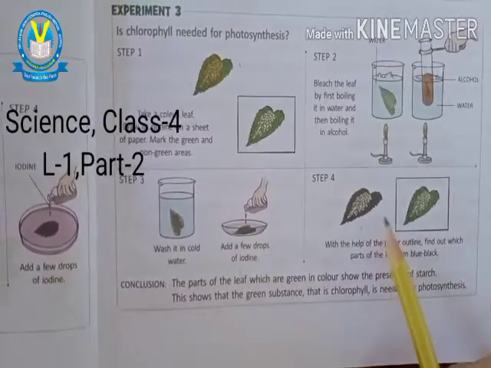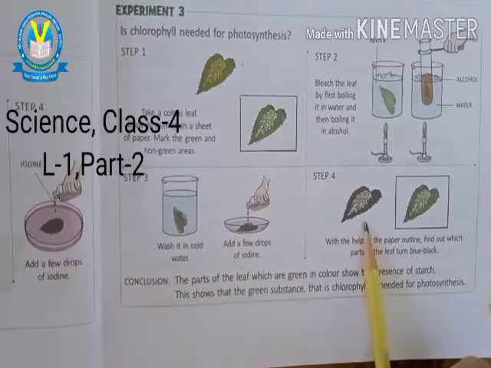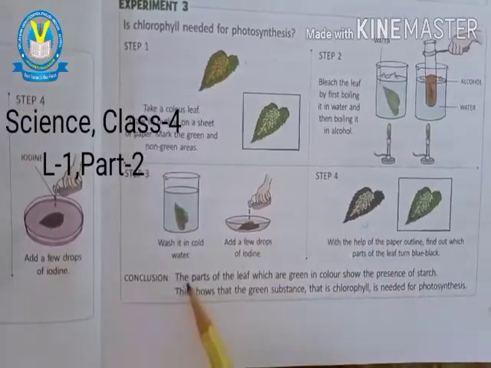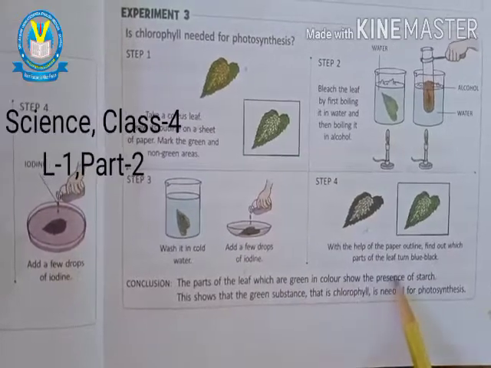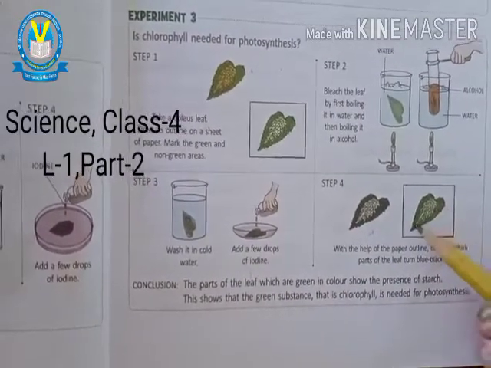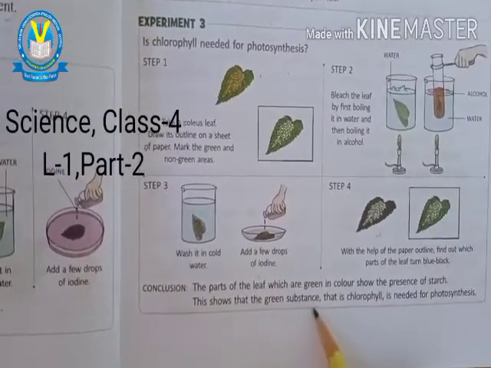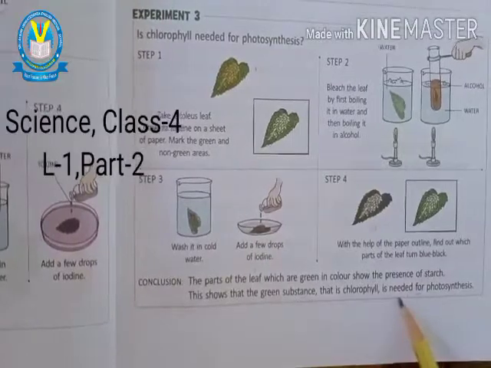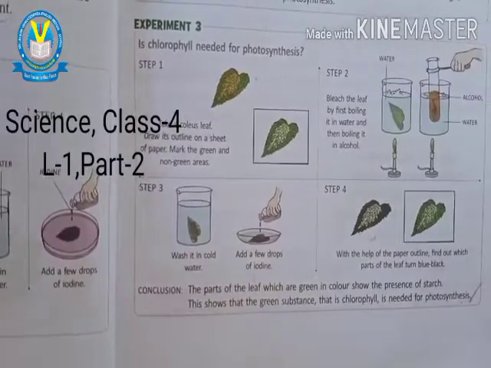Now we can find what happens: the color is blue or black. So in the conclusion, the parts of the leaf which are green in color show the presence of starch. The green parts of the leaf have starch, and this shows that the green substance, chlorophyll, is needed for photosynthesis to prepare food for plants.